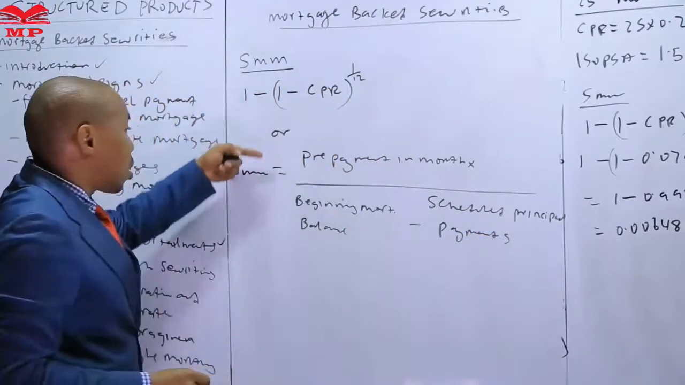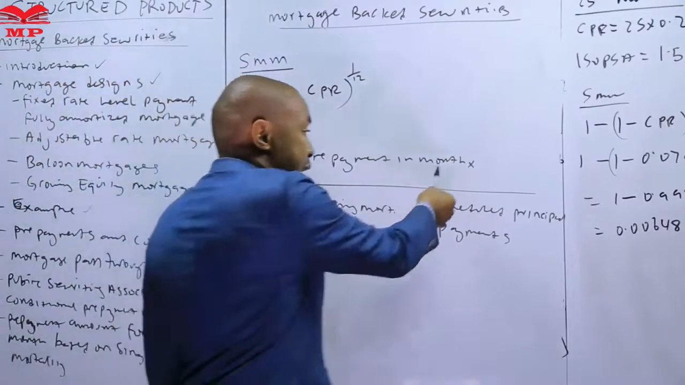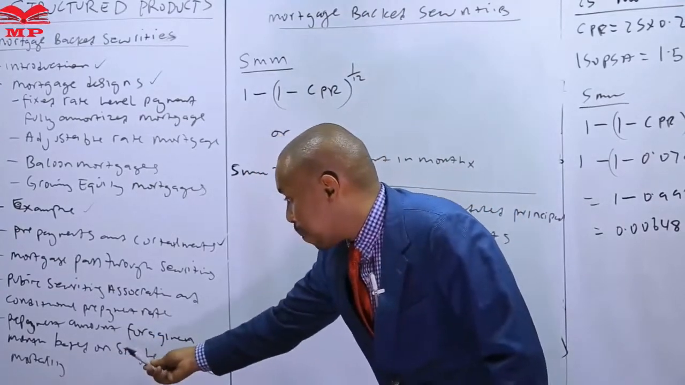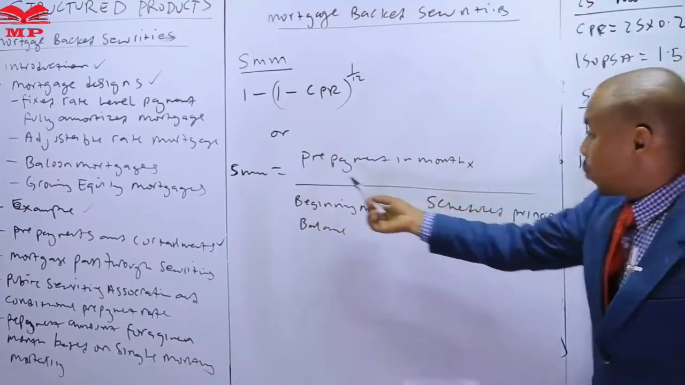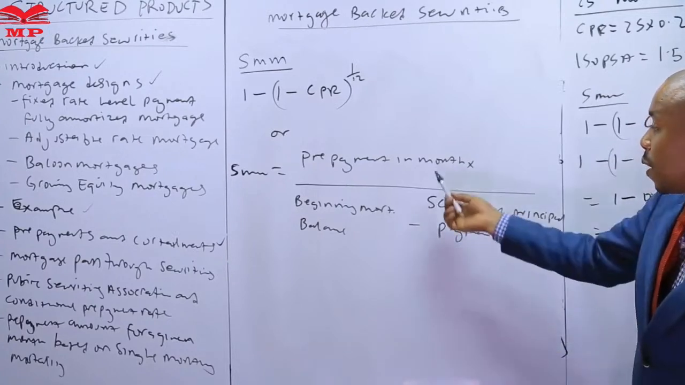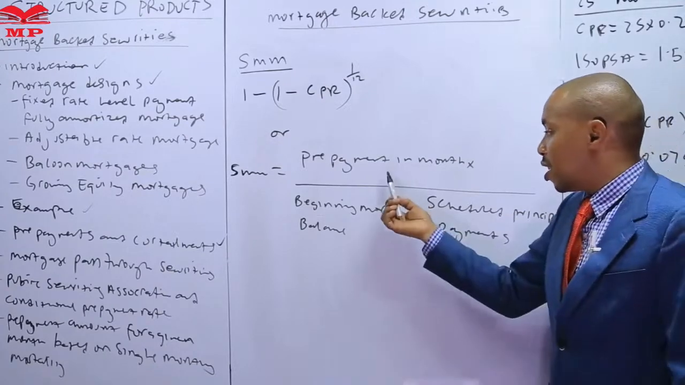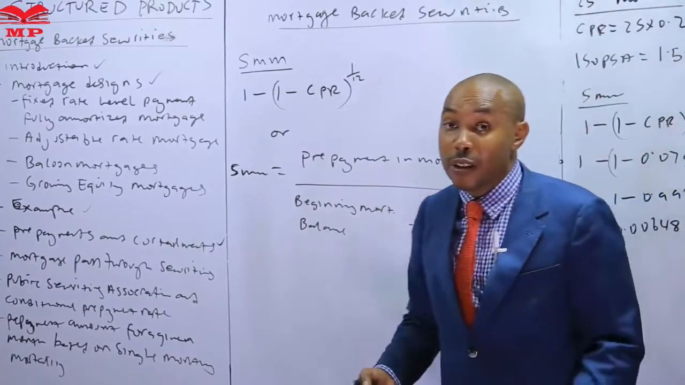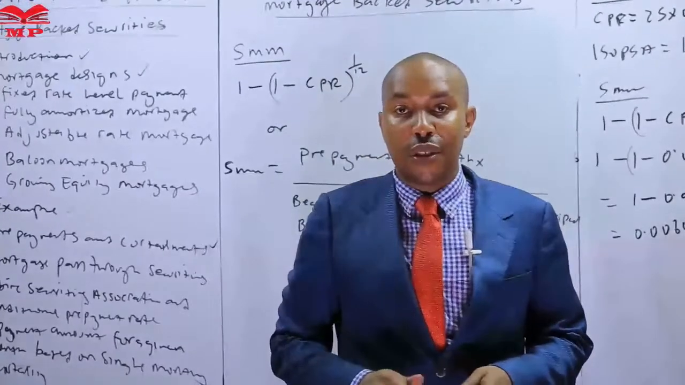That is how you can calculate the single monthly mortality for any month that you've been given. So this part down here, prepayment amount for a given month based on single monthly mortality, is for a given month. You can compute the single monthly mortality for any month that you wish. If you've been given the beginning mortgage balance and the scheduled principal payment, you can calculate the single monthly mortality. This brings me to the end of this lesson.